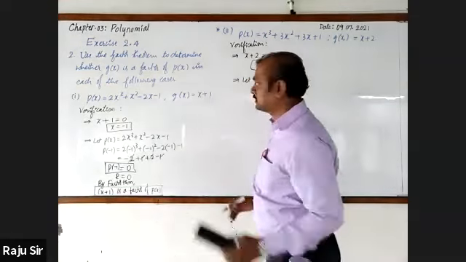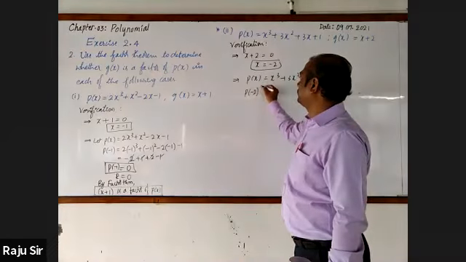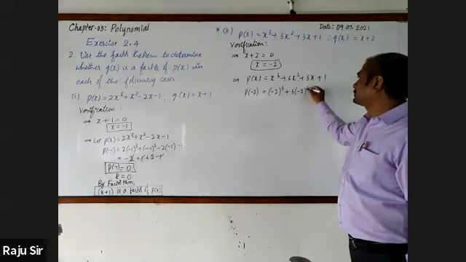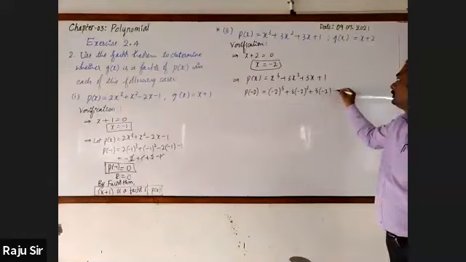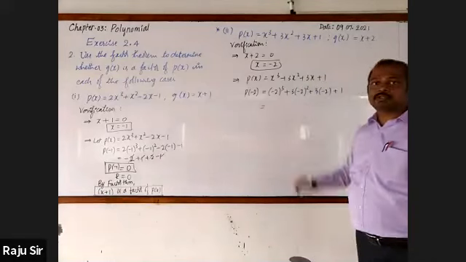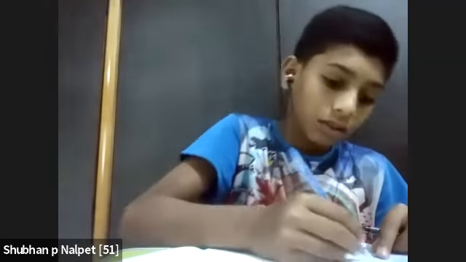They are given P of X. No need to write let. P of X is equal to X cube plus 3X square plus 3X plus 1. Substitute minus 2: minus 2 whole cube, plus 3 into minus 2 whole square, plus 3 into minus 2, plus 1. What is minus 2 whole cube? Minus 8.